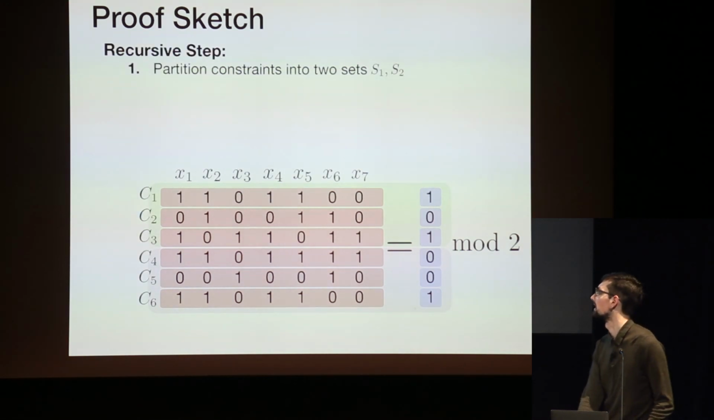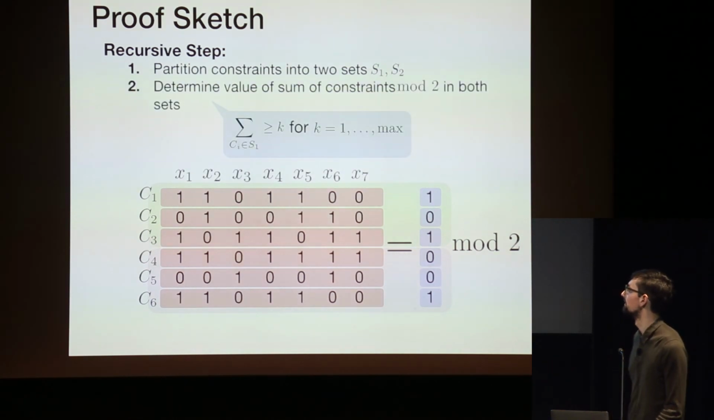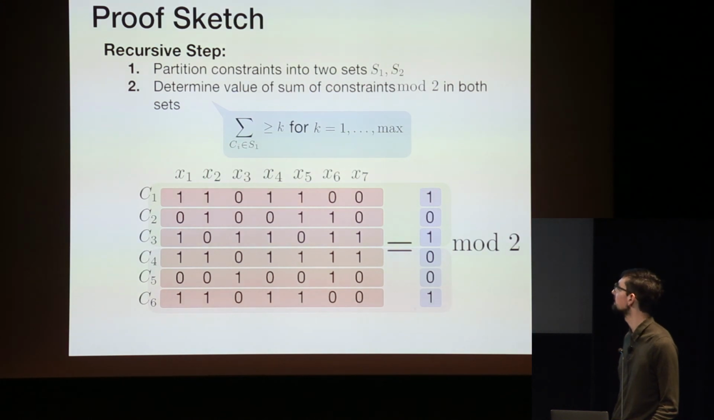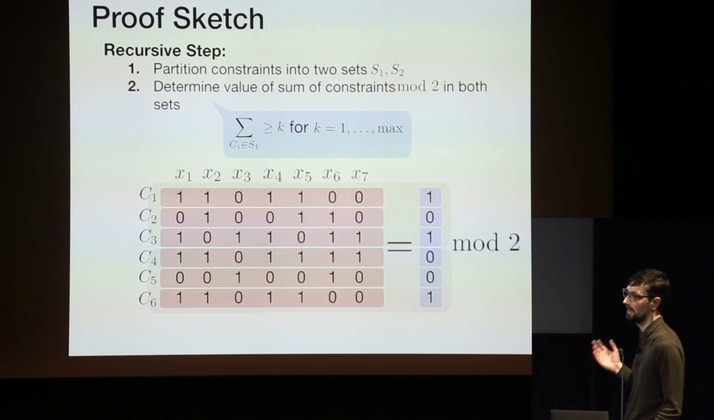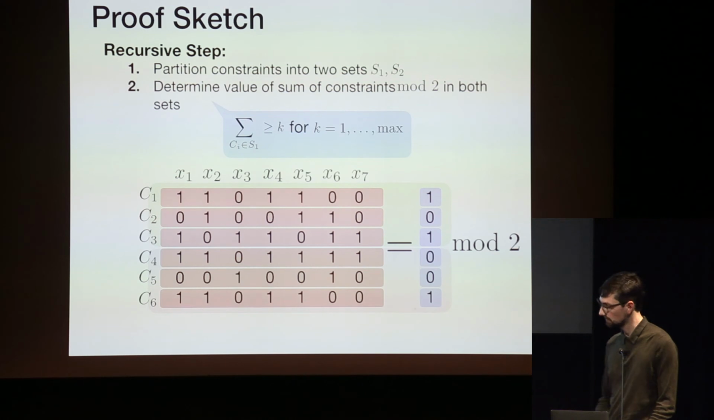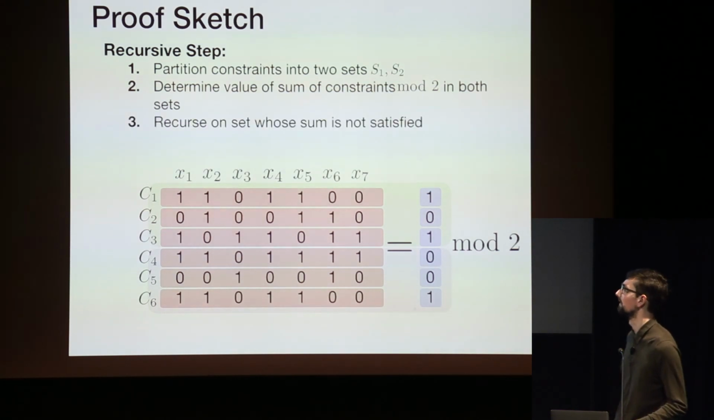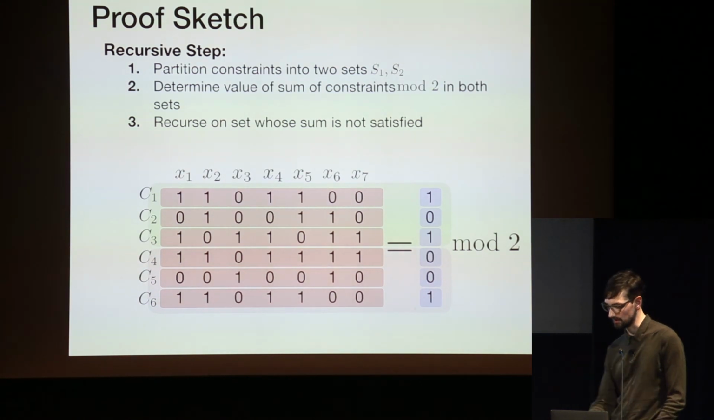Okay, so that's going to be our algorithm. We're going to split the set into two equal sized sets. And then we're going to determine the value of the constraints in each set. And to do this, in stabbing planes, we can just query, is the sum of the constraints greater than or equal to 1, greater than or equal to 2, all the way up to the max value it can take on. This is going to be at most a linear number of queries. Okay, and then finally, we just recurse on the set which contains a falsified constraint.